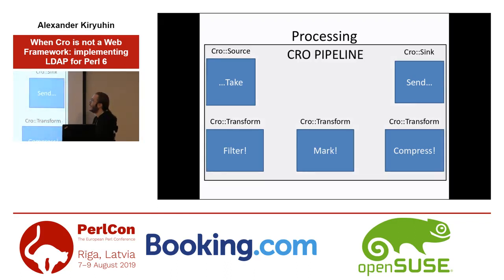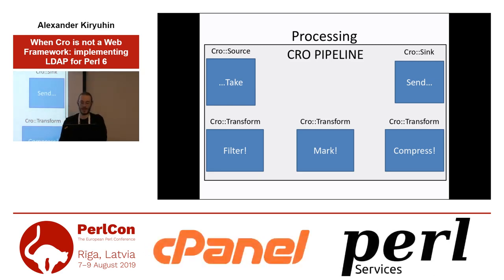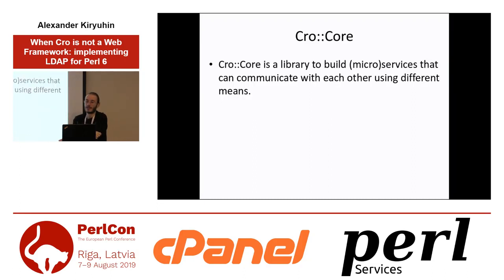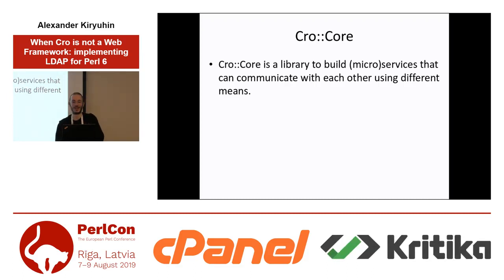And here Cro shines because it helps you in building such pipelines of execution, of processing, and it provides you some primitives, some roles like Cro source, Cro transform, and Cro sink. There are more of them that help you to easily build such pipelines and combine them because they are made in a composable way. And so Cro core is a library that is used to build services or microservices, because I don't know about yours, but in Cro, micro stands for microservices.